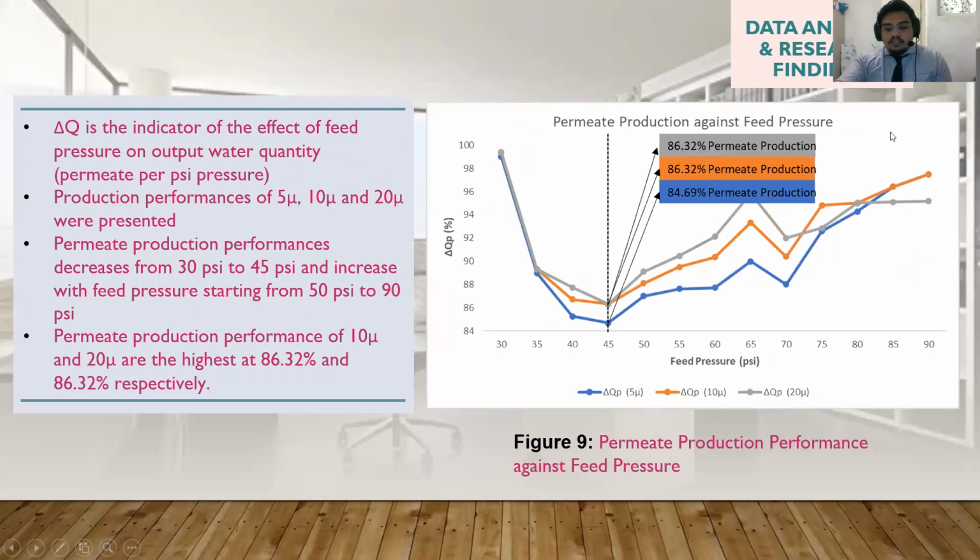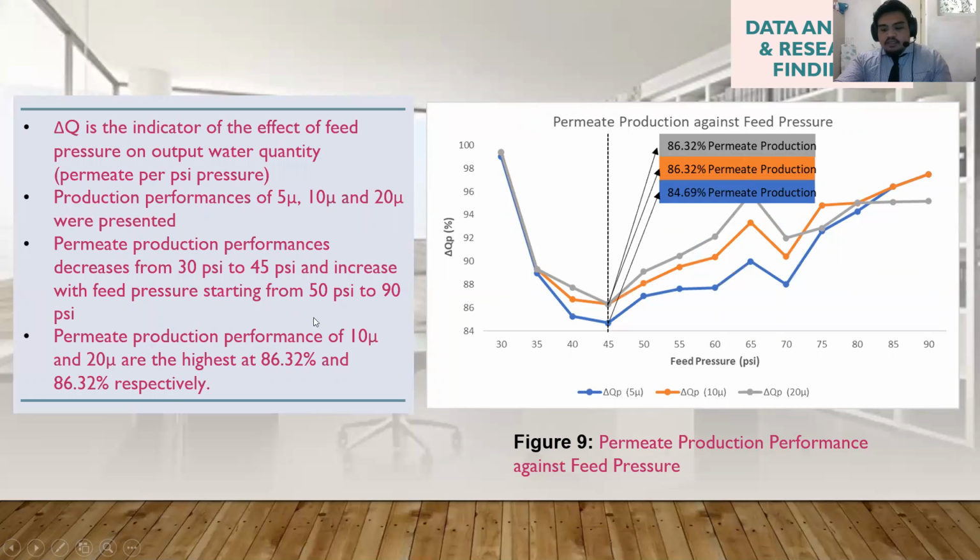Next is the data analysis based on objective 3. The delta Q is the indicator of the effect of feed pressure on output water quantity per psi pressure. Next, production performance of 5 micron, 10 micron, and 20 micron were presented in this graph. Permeate production performance decreases from 30 psi to 45 psi and increases with feed pressure starting from 50 psi to 90 psi.